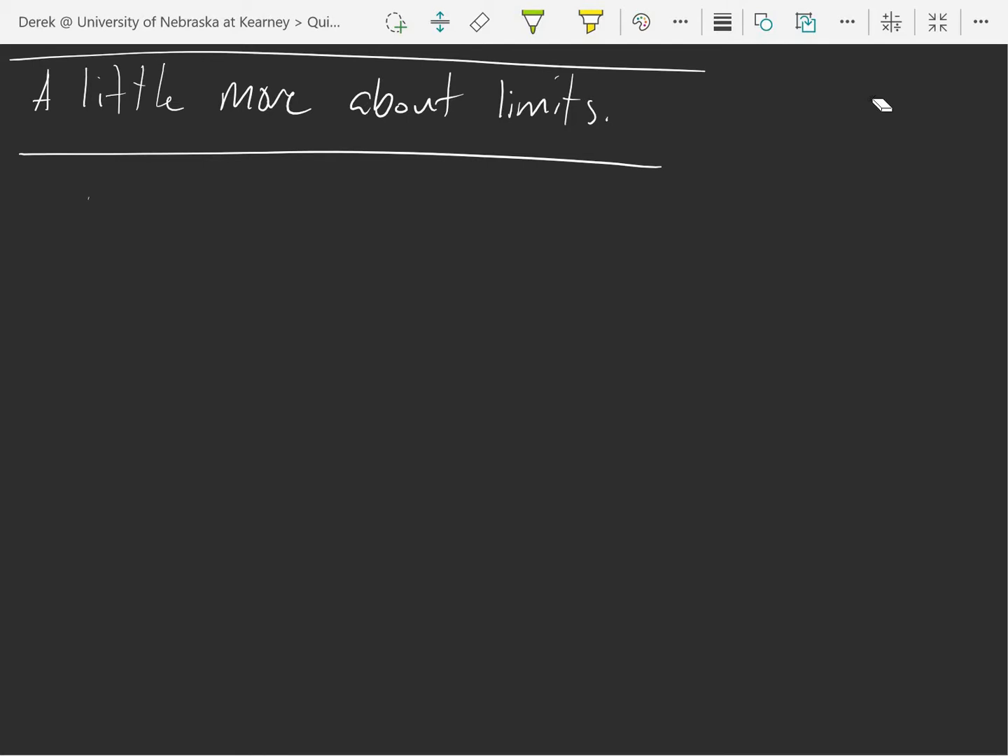Okay, I want to say a little bit more about limits today before we move on to continuity. And the thing I want to talk about is what happens when we say a limit goes off to infinity or diverges to infinity or to negative infinity. So we often write, for example, the limit of, say, 2 to the n as n goes to infinity equals infinity.